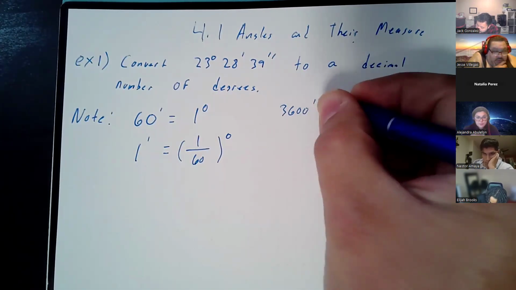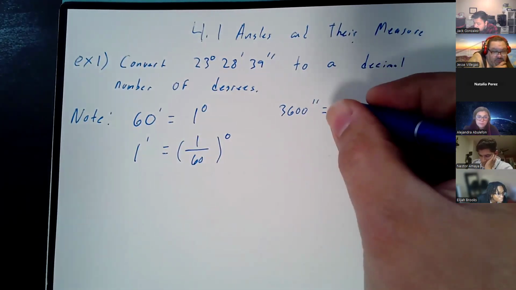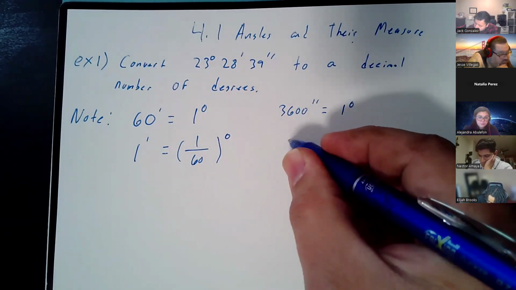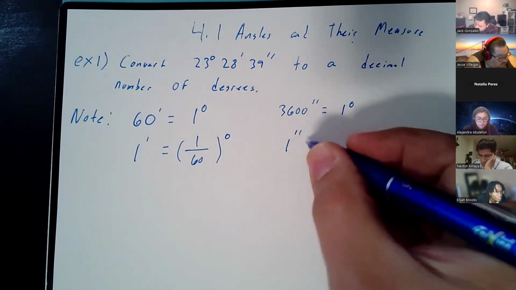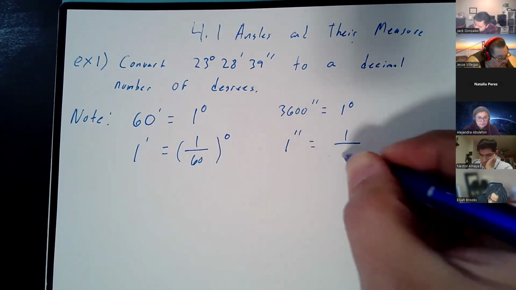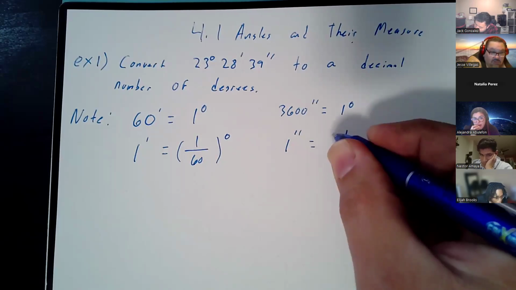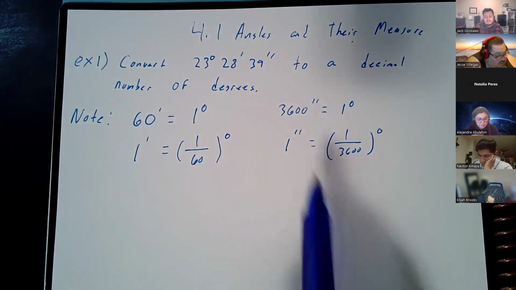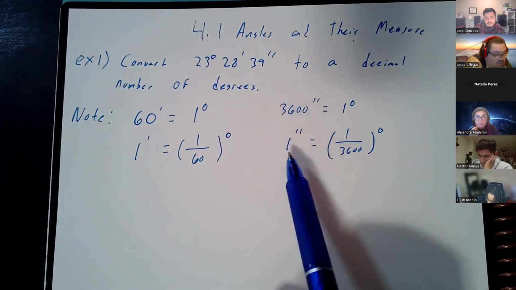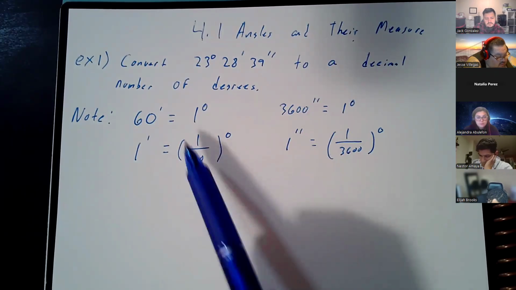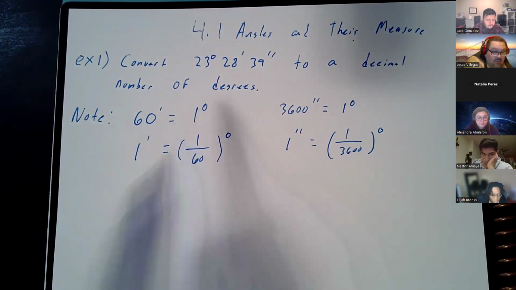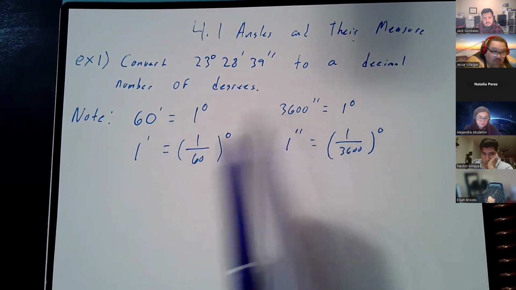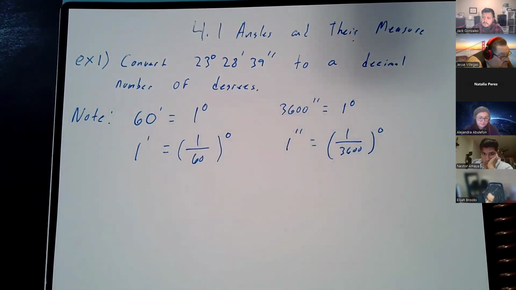3,600 seconds is equal to 1 degree. So that means that 1 second is equal to 1 over 3,600 degrees. So you can solve for the minutes and seconds by just dividing this out. We're not going to show division, but that's how they come up with the formulas. Okay, so these are the formulas that they create in the book and in the notes.